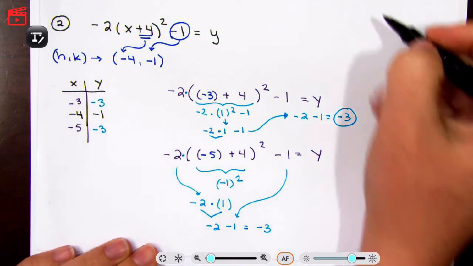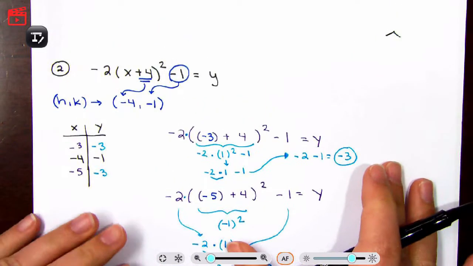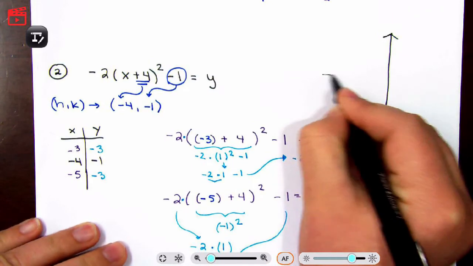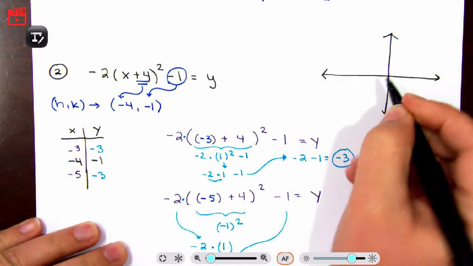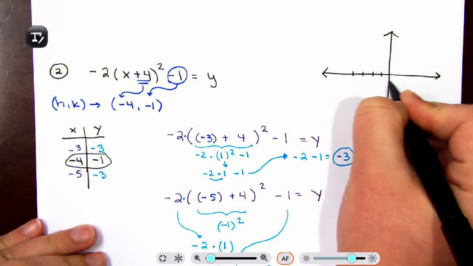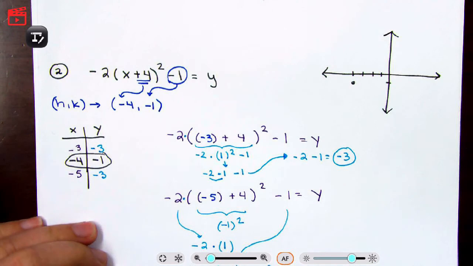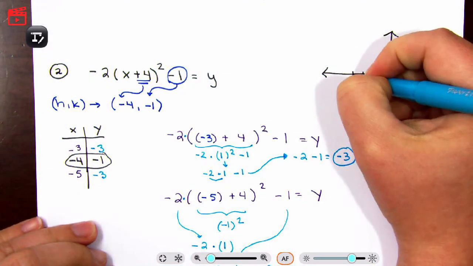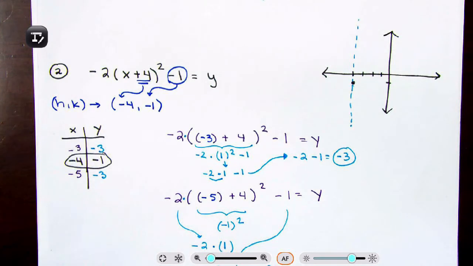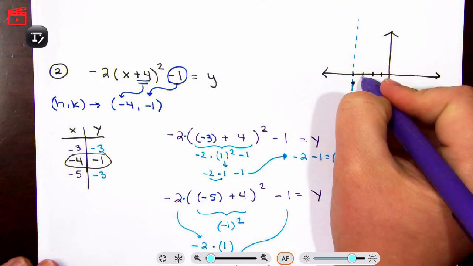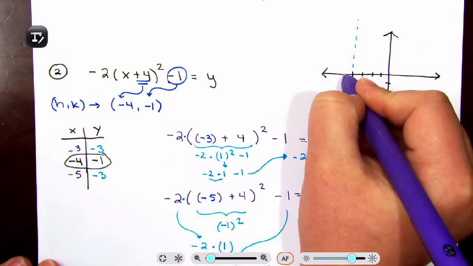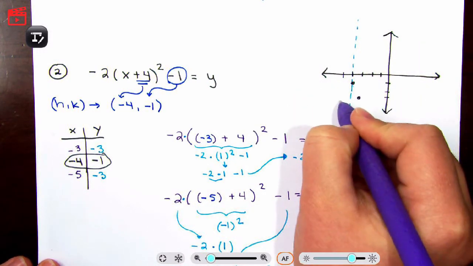Let's sketch this real quick. There's some space up here, so I'm going to shift this up just slightly. Start with our vertex point. Our vertex point was -4 and 1. 1, 2, 3, 4, and -1. The vertex point gives us our line of symmetry, our axis of symmetry. There it is. And we have 2 more points. We have a -3 and a -3. And we have a -5 and a -3.